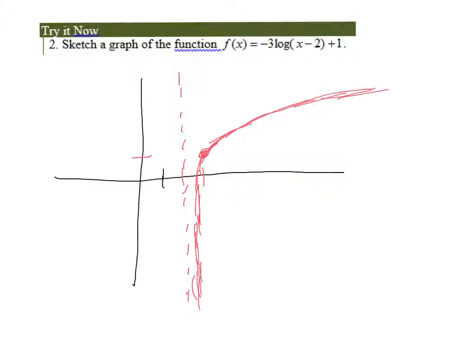The other thing I would like to ask myself is, does this function cross the x-axis? Well, to figure that out, we know y equals 0. So to solve that, I'm going to subtract 1.